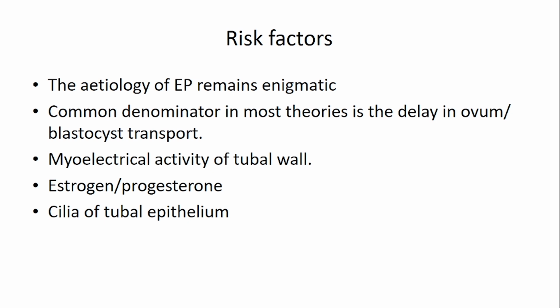Also, consider estrogen and progesterone. We know that estrogen increases tubal wall motility, and progesterone decreases it. We also know that estrogen increases development of cilia, whereas progesterone causes atrophy of the cilia of the epithelium. So all these factors may cause a delay in the transport of the fertilized ovum from the fimbrial end of the fallopian tube into the uterine cavity.